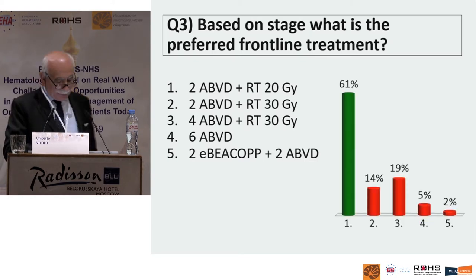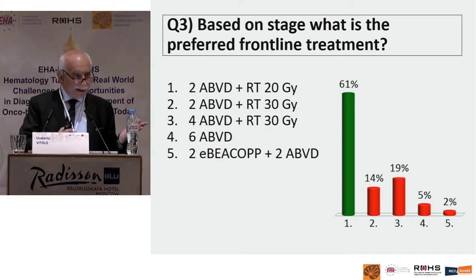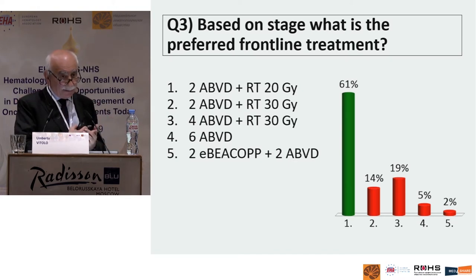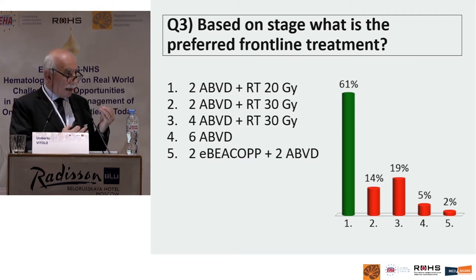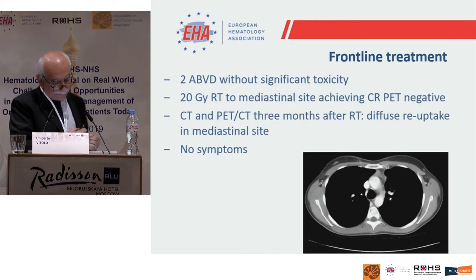Okay. So the correct answer is the first one, and a few of them gave escalated BEACOPP, but as I presented in my talk, there was a very large randomized study of the German Lymphoma Study Group that randomized 2 ABVD and 20 gray, comparing to 4 ABVD and 30 gray. The aim in a very favorable patient should be to achieve the cure without any side effects. So this is the correct choice of treatment in these favorable ladies. Okay, we can go on.